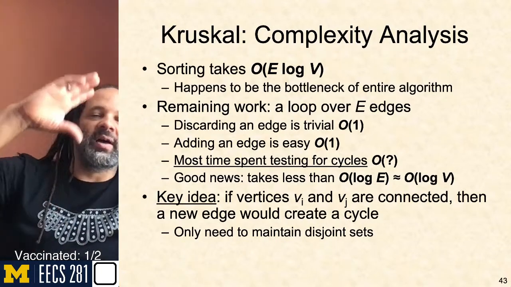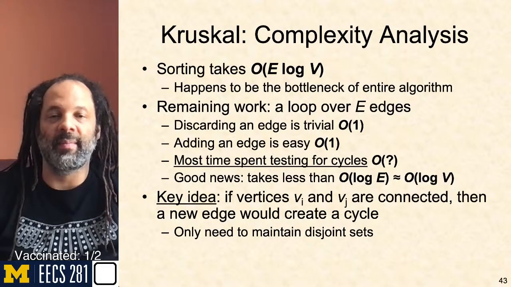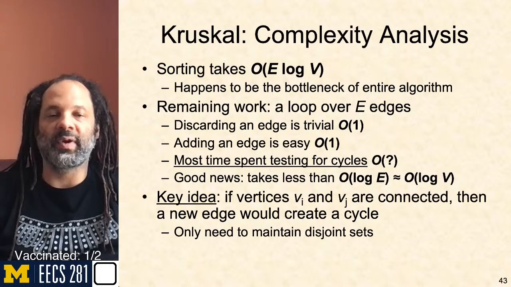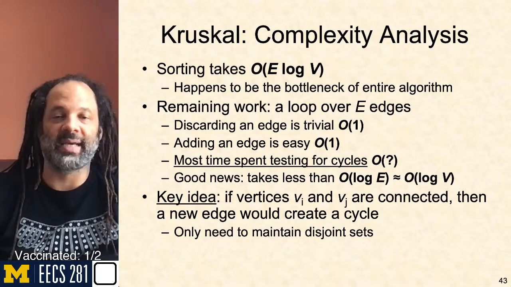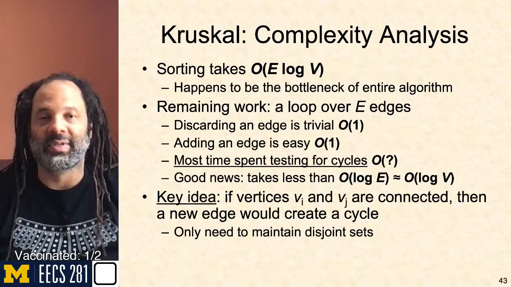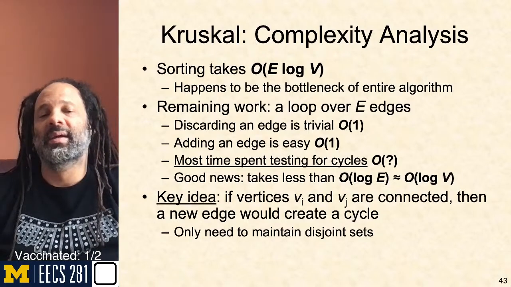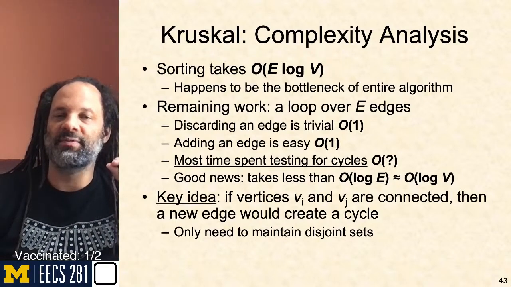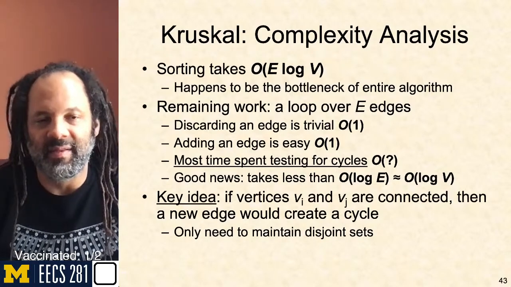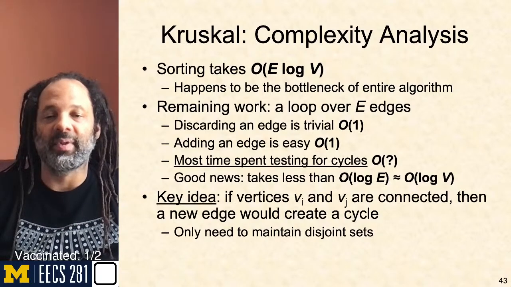So after I've done this, which turns out to be the slowest part of the algorithm, that's the E log V to sort all of them, then all I have to do is loop over each one of my edges and decide whether or not I'm going to throw it away, which I can do in constant time, or I can add it, which I can also do in approximately constant time. So most of the time I end up spent testing for these cycles. How do I test for cycles? That was what union find was all about. Turns out that it takes very little time to do so if you do union find properly.